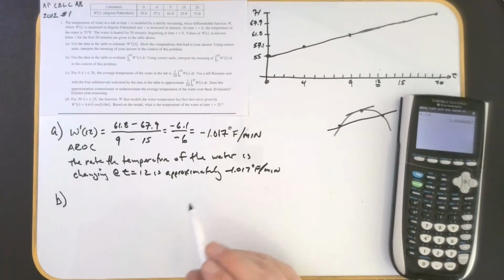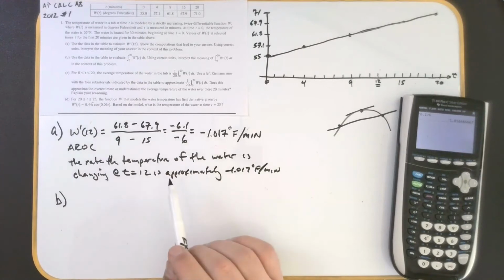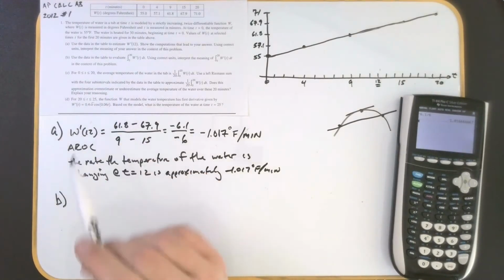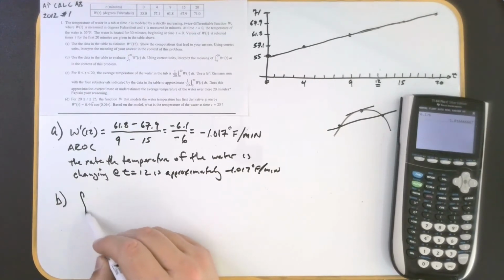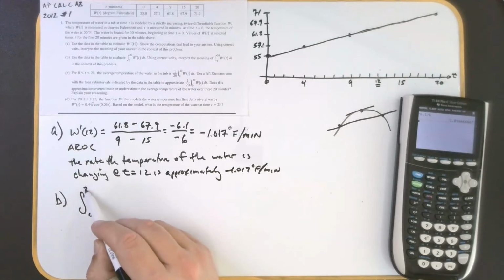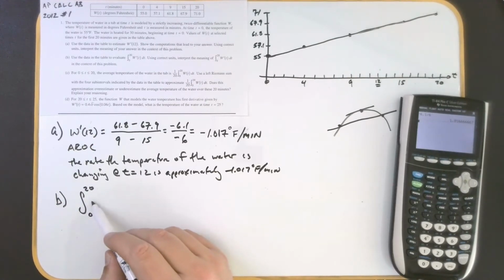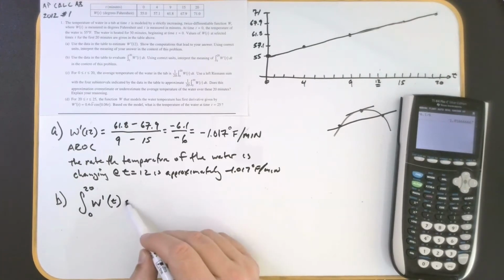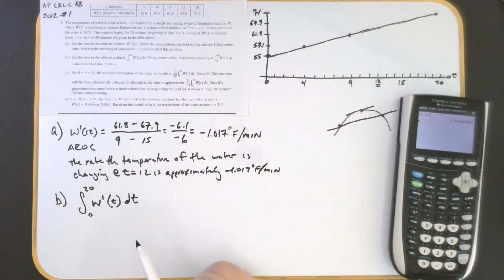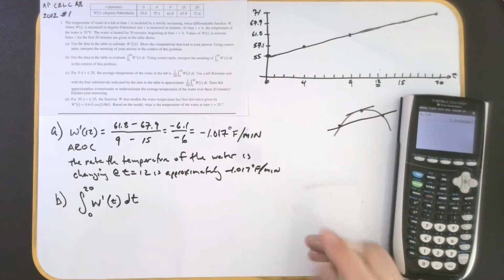B. Use the data in the table to evaluate the integral from 0 to 20 of W prime dt. Use correct units interpreting the meaning of it in the context of this problem. This is curiously easy, but it's really testing whether you know your notation with the fundamental theorem. Because you guys should be looking at that saying, well, the integral of W prime is just W, just like earlier in the year.